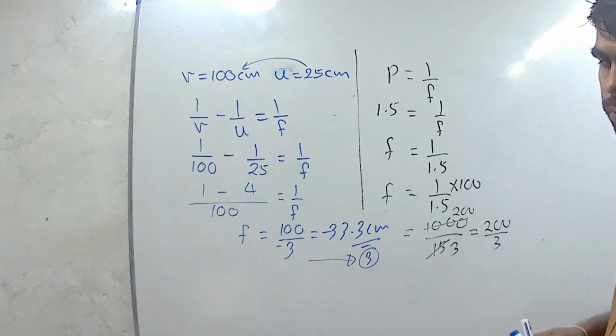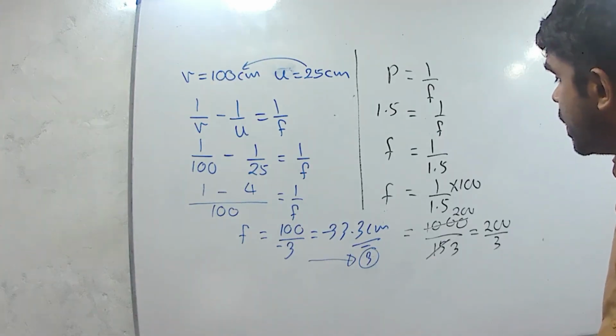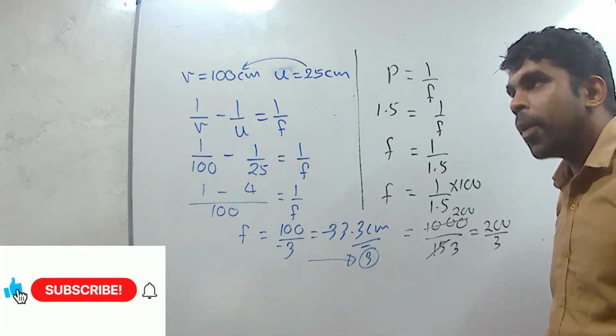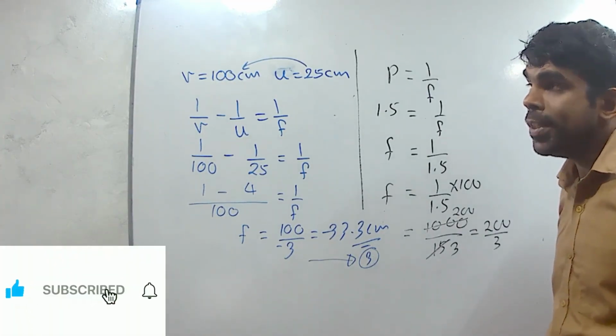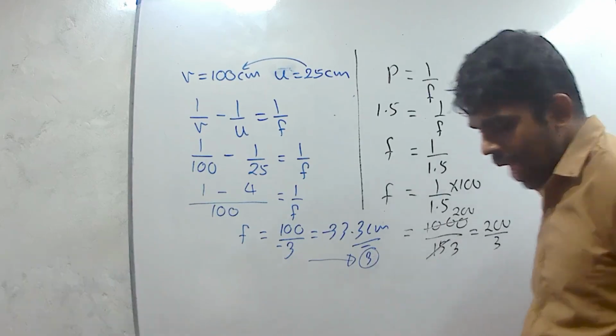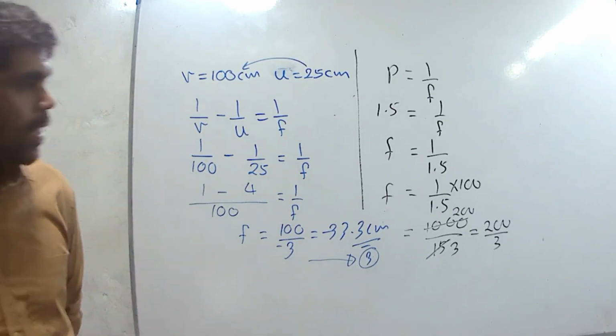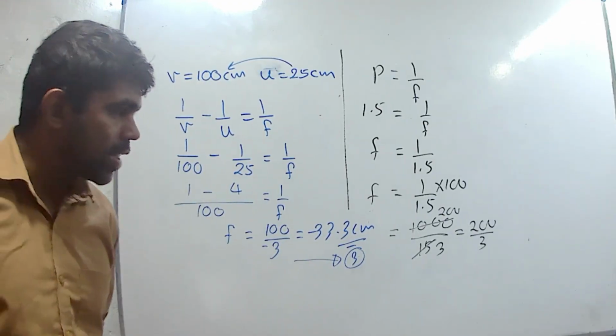And he is using this lens to see the near point. To see the near point, it means he has long sightedness. So for long sightedness, we have to use convex lenses.